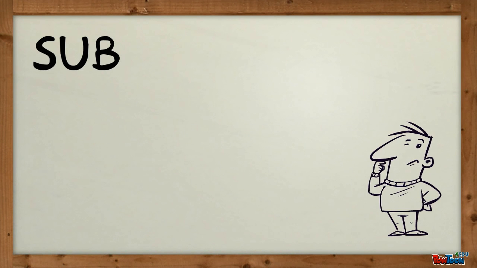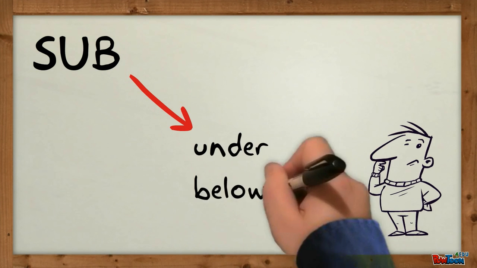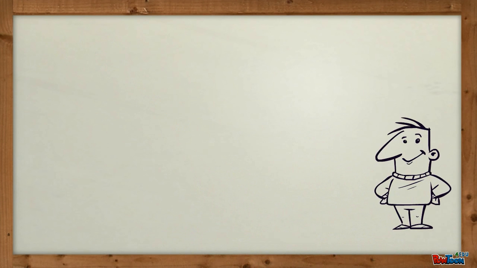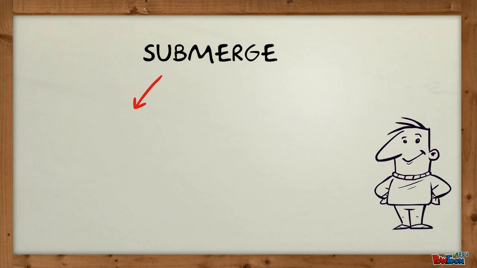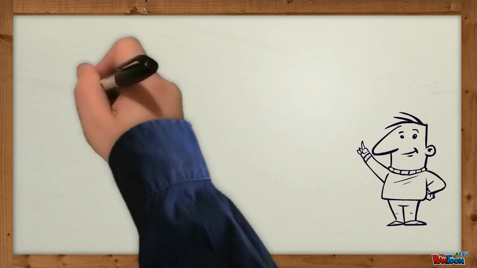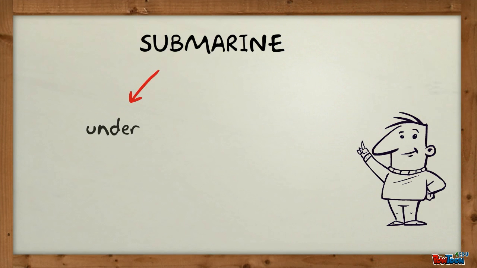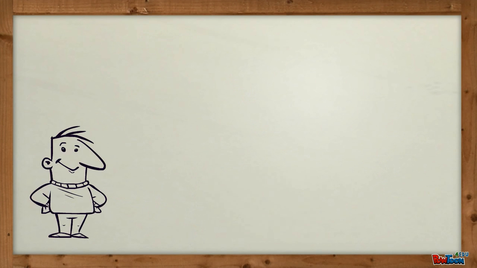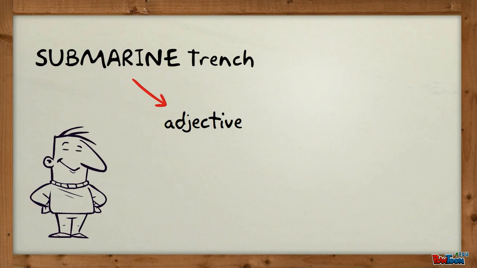We'll start with sub. Again, it means under, below, or in place of, and it comes from the Latin. For example, to submerge something means to plunge it under something else, usually water. Sub means under, and merge means to dip, plunge, or immerse. A submarine might submerge. Sub means under, marine means sea, so a submarine is a vehicle that goes under the sea. Now that's a noun, but it could also be an adjective, as in a submarine trench.